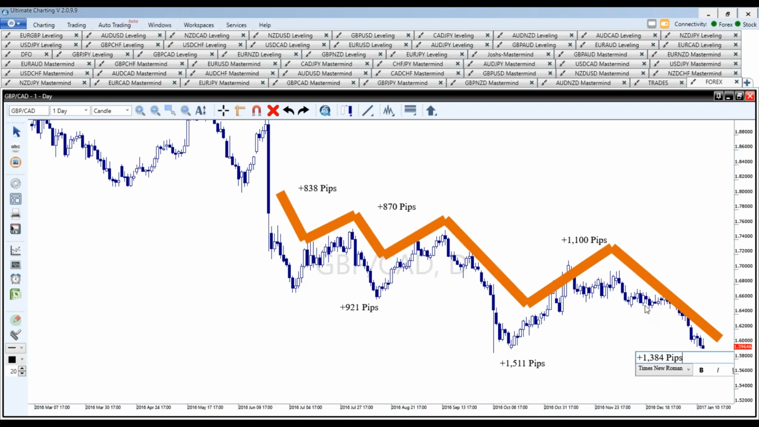Now, think about this for a moment. Now that you know if the market falls, it falls 800 plus pips, the market pulls back 900 pips, falls 800 pips, the market falls 1,500 pips, pulls back 1,100 pips, falls 1,300 pips.